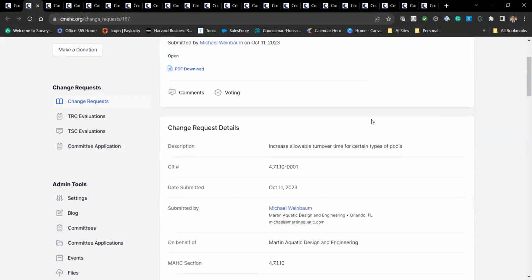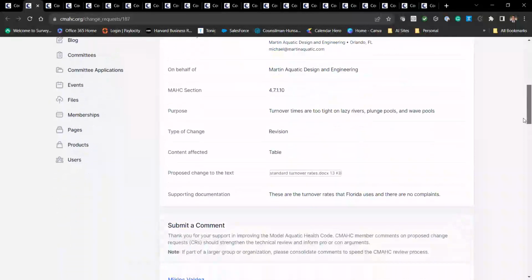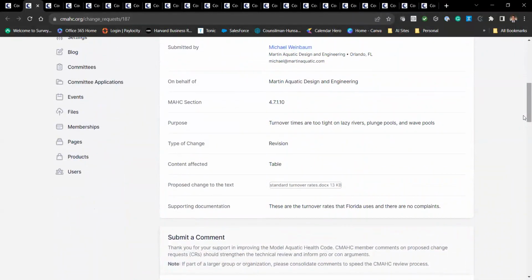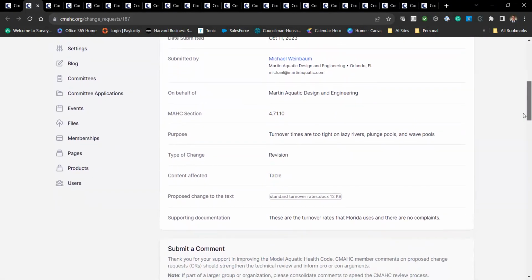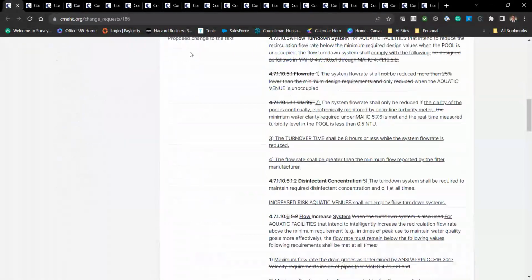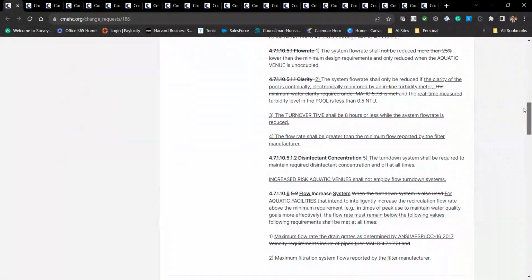Let's look at one more. So this one is in the same vein where this would. Oh no, this is more for specialty pools. Never mind. We'll stay on these two. Any other comments about these two CRs?